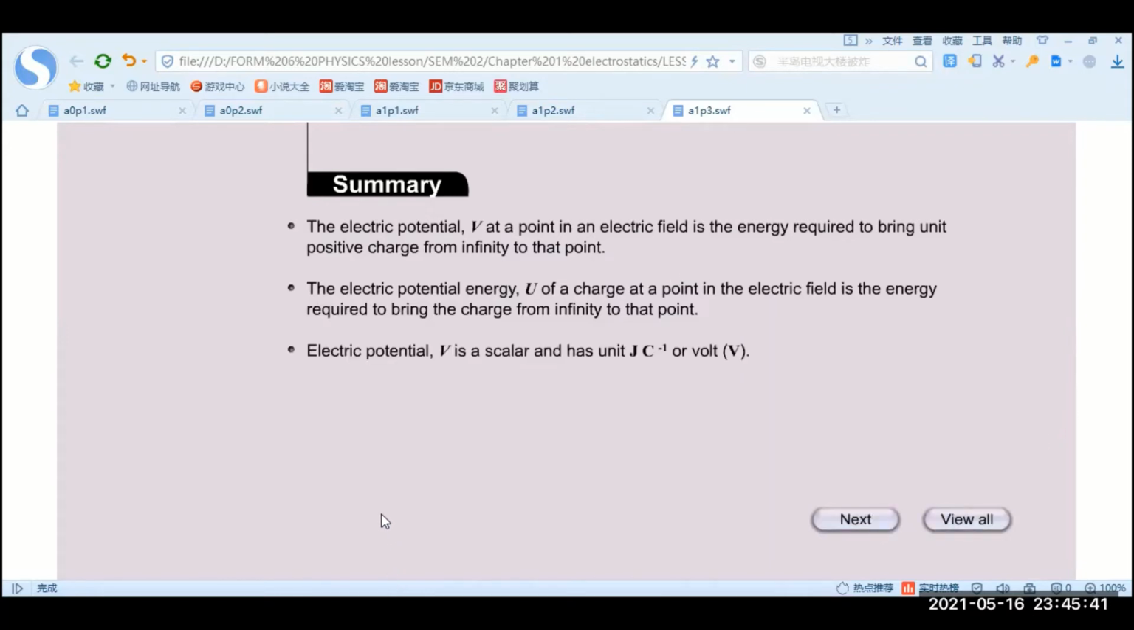Next, electric potential is a scalar and has the unit joule per coulomb, or volt, which we are familiar with. Electric potential energy U is a scalar quantity and has the unit of joule.